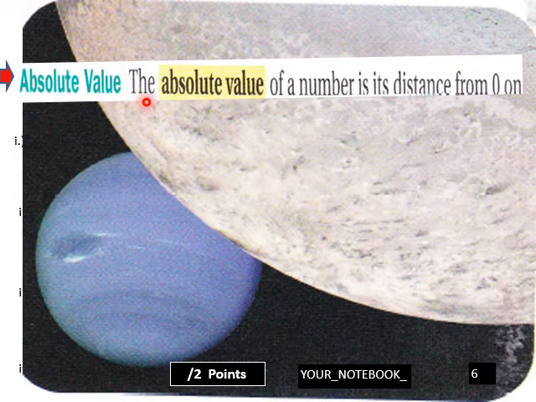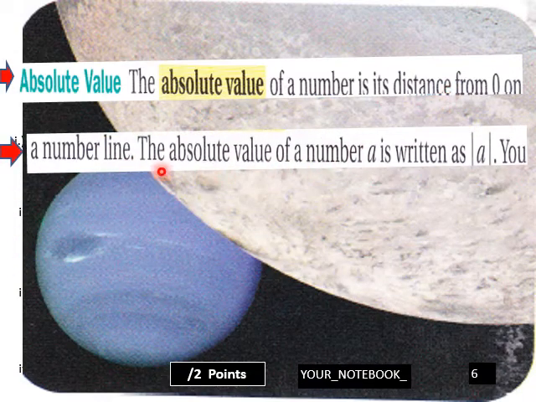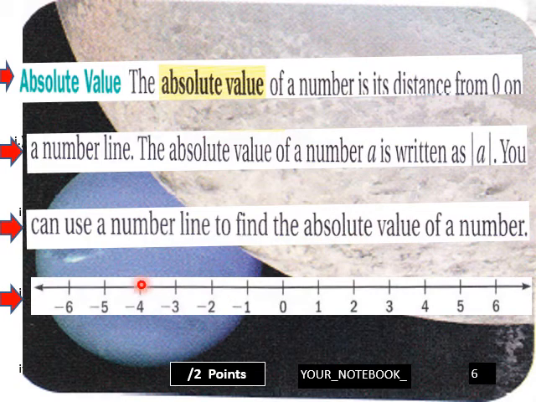Okay, so absolute value. What is the absolute value of a number? It is its distance from 0 on the number line. The absolute value of a number A is written with two vertical bars and then A, the number in the middle. You can use a number line to find the absolute value of a number. So here's a number line. So, okay, how do we do that?